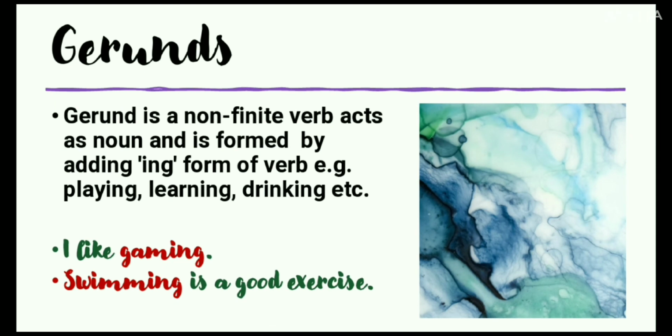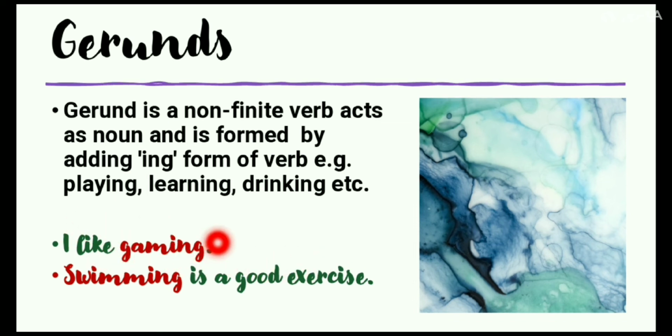Gerunds. A gerund is a non-finite verb, acts as a noun, and is formed by adding ing form of verb. For example, playing, learning, drinking, etc. Example sentences: I like gaming. Swimming is a good exercise. In the first example, gaming is used at the object place, and in the second example, swimming is used at the subject place. Both these places are used for noun. That's why it is gerunds.